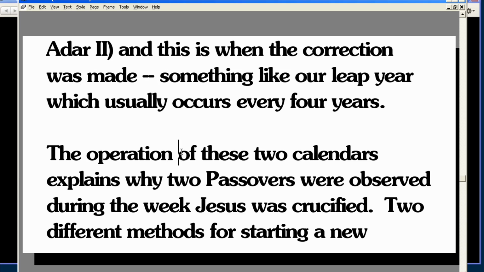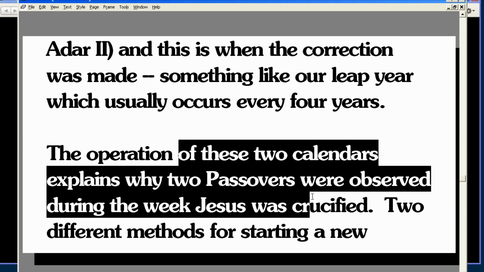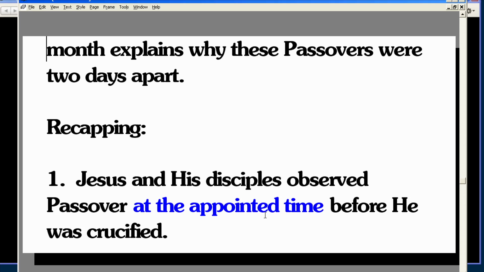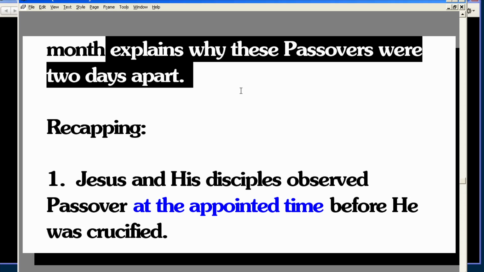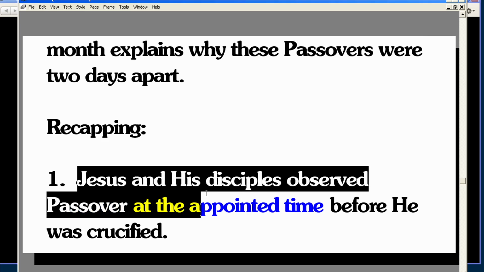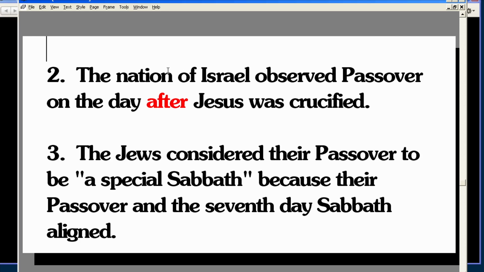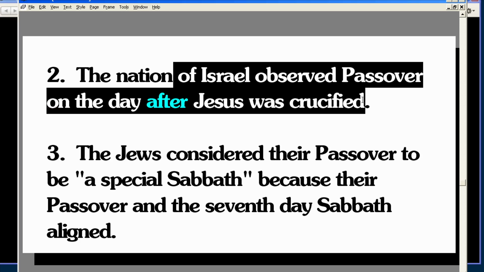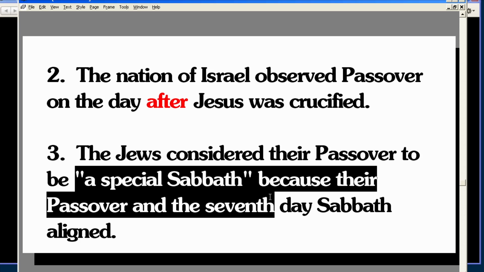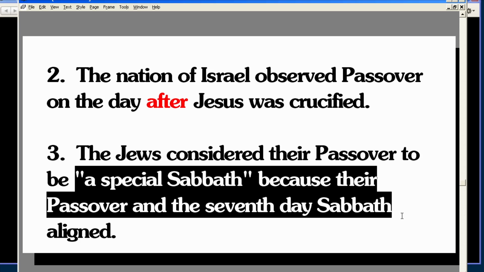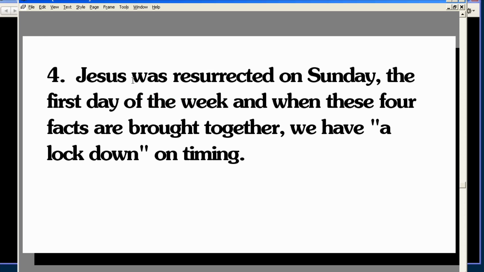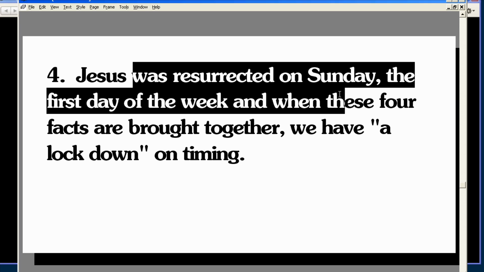Well, the operation of these 2 calendars explains why 2 Passovers were observed during the week Jesus was crucified. 2 different methods for starting a new month explains why these Passovers were 2 days apart. So recapping what we've learned, Jesus and his disciples observed Passover at the appointed time before he was crucified. The nation of Israel observed Passover on the day after Jesus was crucified. The Jews considered their Passover to be a special Sabbath because their Passover and the seventh-day Sabbath aligned. And finally, we know that Jesus was resurrected on Sunday, the first day of the week.